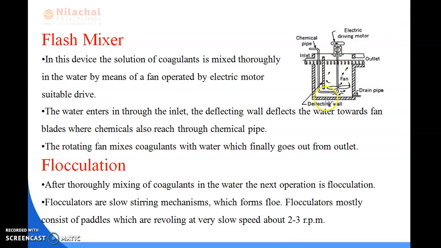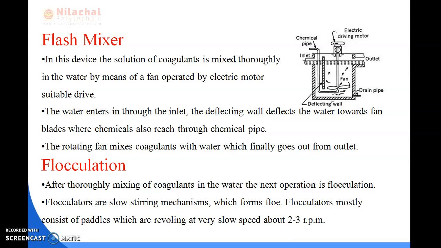This deflecting valve deflects the water towards the fan blades, and the chemicals also reach through the chemical pipe. The rotating fan mixes the coagulants with the water, which finally goes out from the outlet part. Okay, this is all about flash mixture.